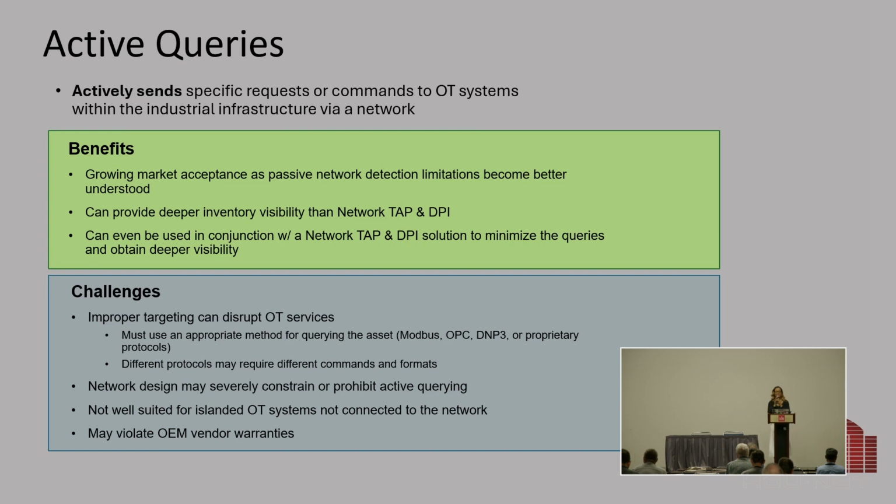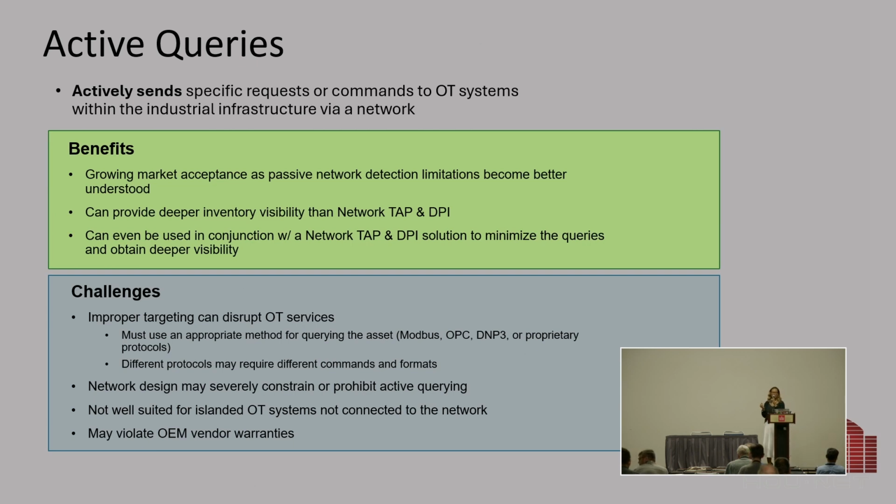Okay, so next, the next method is active queries. Previously, the network tap and DPI was passive. Active is actively sending specific requests or commands to OT systems within the industrial infrastructure via the network. So you're using the OT network to craft packets or queries to ask the system specific questions. There are benefits to this. I know it sounds scary, like why would I want anything utilizing the OT network that's already sensitive to communicate? It could possibly cause disruptions. And yes, there are challenges, but let's talk about some of the benefits.